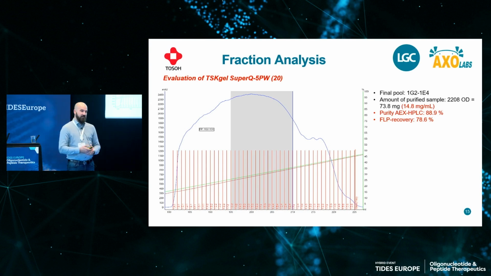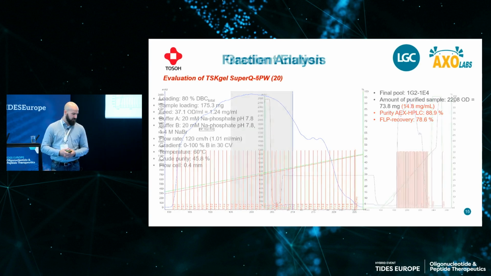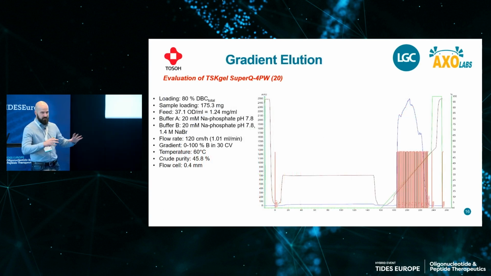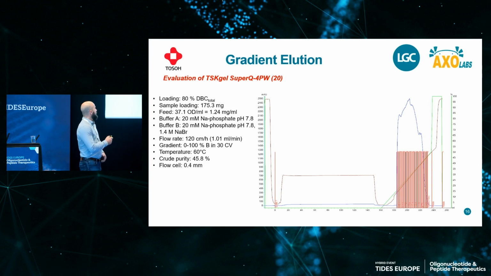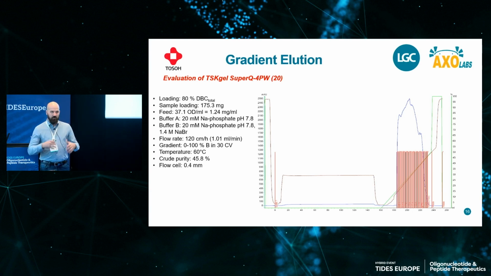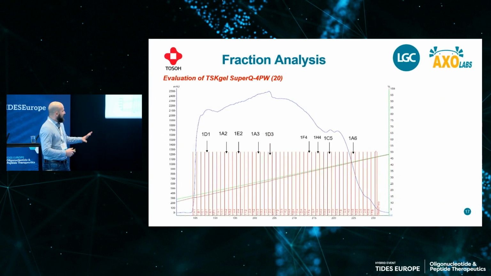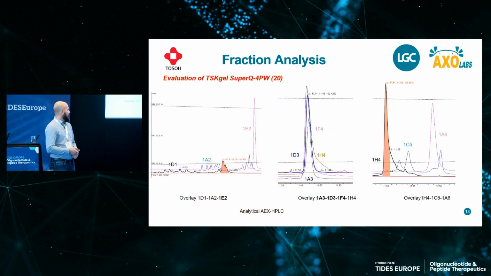So now the interesting part is how does this result compare with the new developments of TOSO. So it's exactly the same setup. We loaded again, or Axolabs loaded the SuperQ 4PW, in this case, again to 80% of the dynamic binding capacity. So this is roughly 10% higher loading because we had 10% higher dynamic binding capacity than the exact same method, exact same setup. Again, looked at the different fractions. Again, pooled all the fractions that had 85% purity.